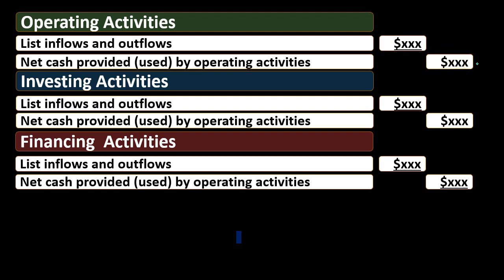And then if we have these outer columns, net cash provided by operating activities, cash provided by investing activities, and cash provided.